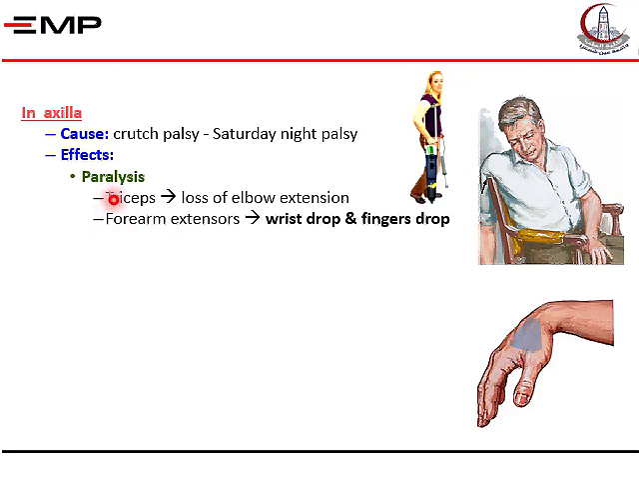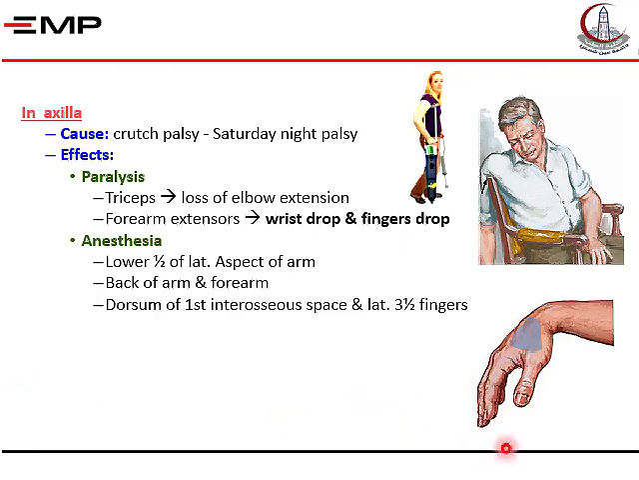The paralysis occurs in the triceps, leading to loss of elbow extension, and in the forearm and finger extensors, leading to wrist drop and finger drop, as you can see here. There is no extension either of the fingers or of the wrist.